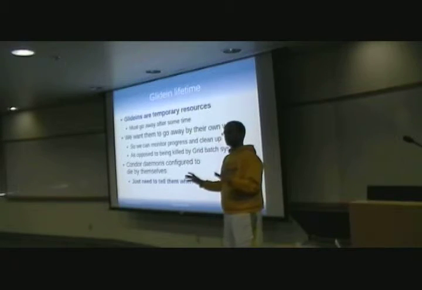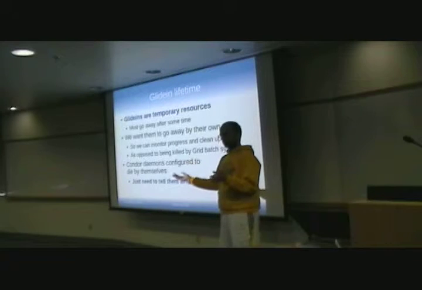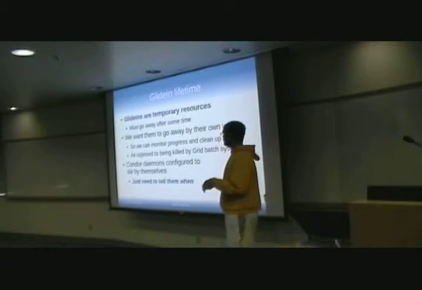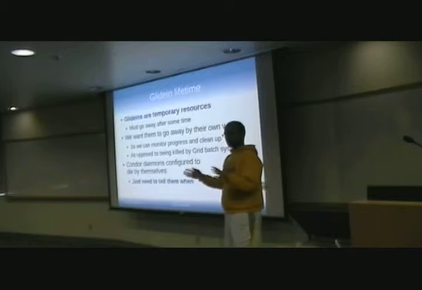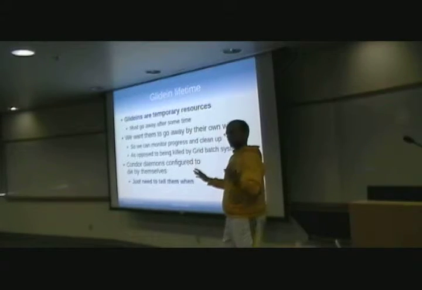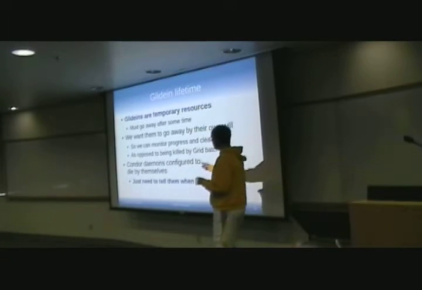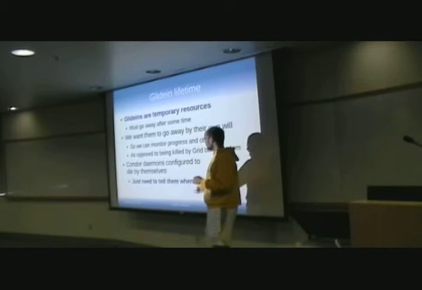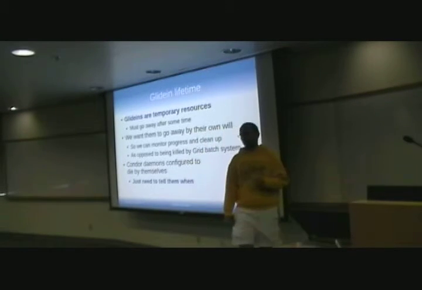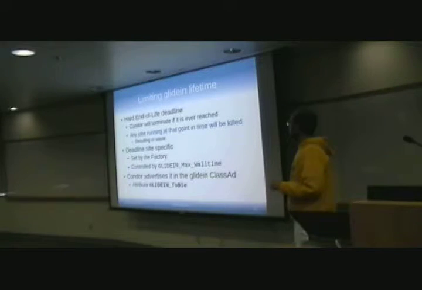you can do something about it. So you can monitor the progress, clean up, and you can, for example, not start new jobs that you know will not be able to finish in time. Stuff like that. When you are killed, all bets are off. You're gone. You have no say about it. So Condor daemons can be configured to die by themselves. You just need to tell them when, and the next few slides should be about that.